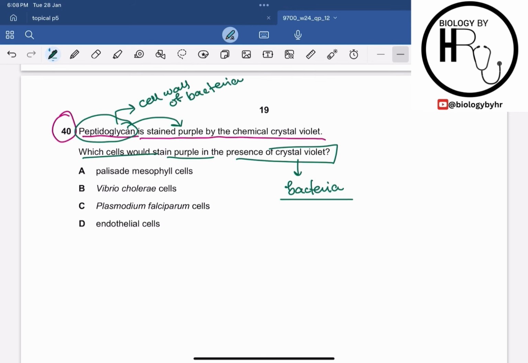Alright, so over here if we look at the options, we can clearly judge that Vibrio cholerae is the bacteria over here, right? Vibrio cholerae bacteria causes the infectious disease which is known as the cholera, right? Which is basically spread due to the improper sanitation or the poor sewage treatment. So Vibrio cholerae is a bacteria which causes the infectious disease cholera, and because it is a bacteria, it will be having the peptidoglycan in its cell wall. So hence the correct answer for question 40 is option B, which is the Vibrio cholerae cells.